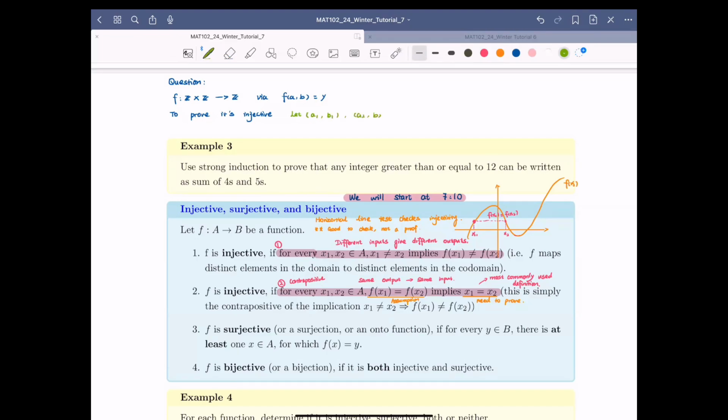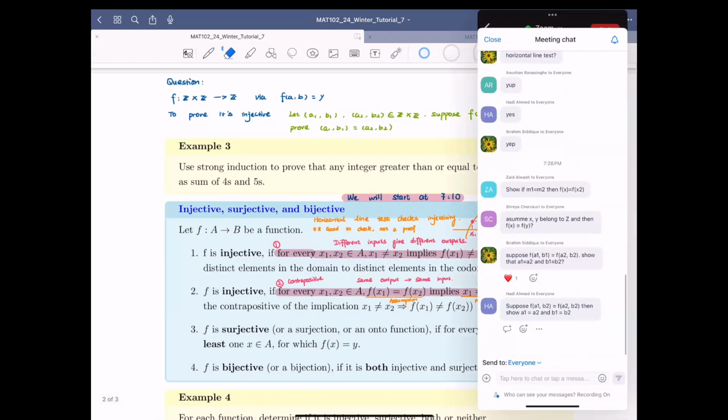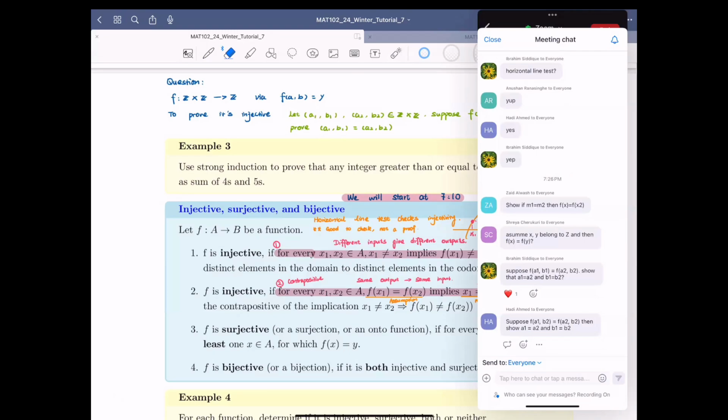A2, B2 be elements in the domain, which is Z cross Z. Okay? And then suppose f(A1, B1) equals f(A2, B2). And then prove A1, B1 equals A2, B2. This is what you need to prove. Although what you guys said is correct, we need A1 equals A2 and B1 equals B2, eventually your conclusion should be this, and to get this conclusion, you need the two equations you guys mentioned. Does this make sense?